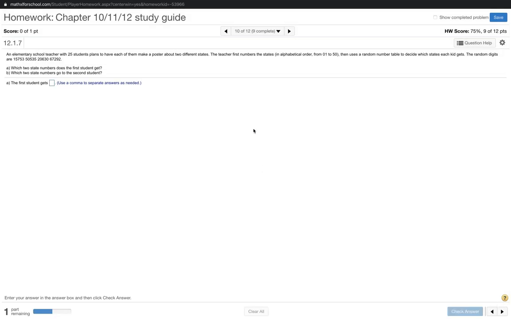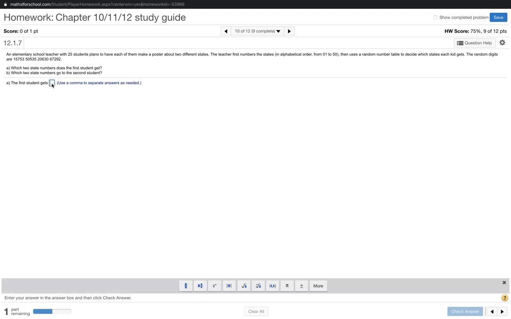Number 10. This is the assigning states. So we're assigning states from 1 to 50. I'm going to see if I can copy and paste this here. I can't, so I'm just going to do this right on here, and you're going to look at our mouse. Because there are 50 states, we're going to go 2 digits at a time. The first 2 digits are 1, 5, so 15.